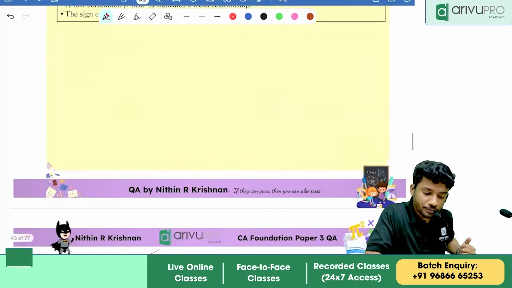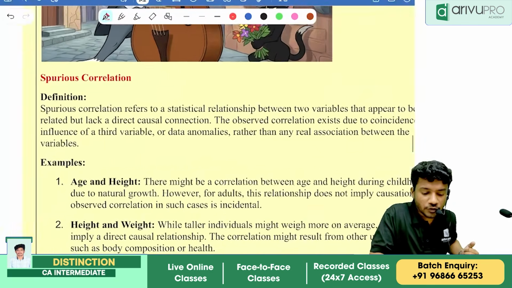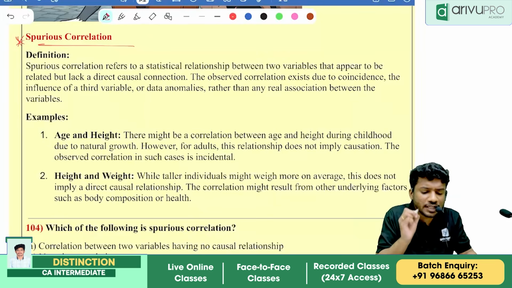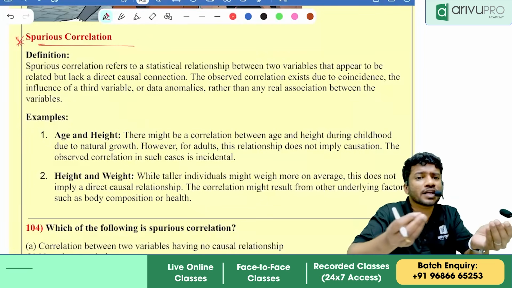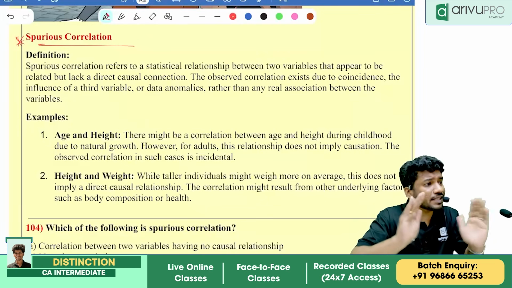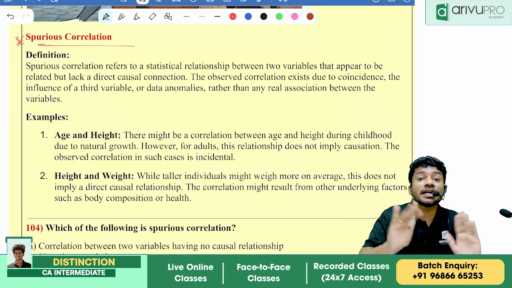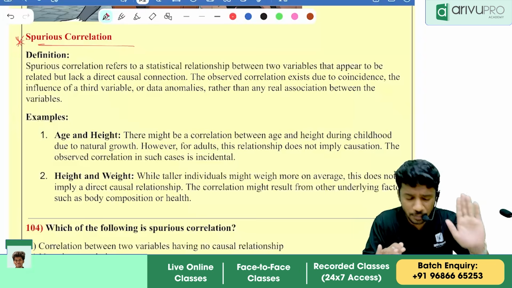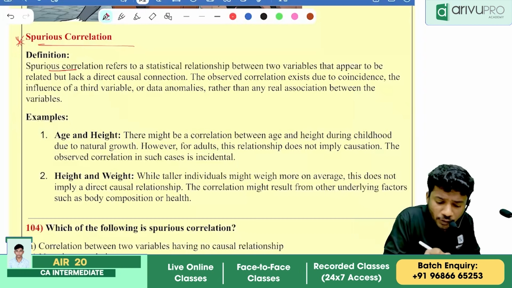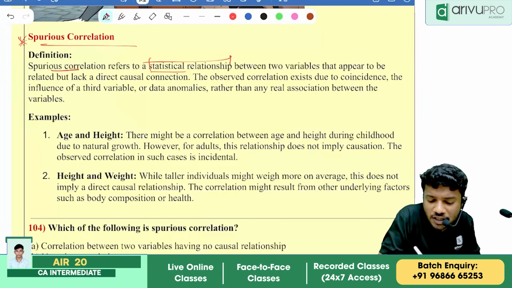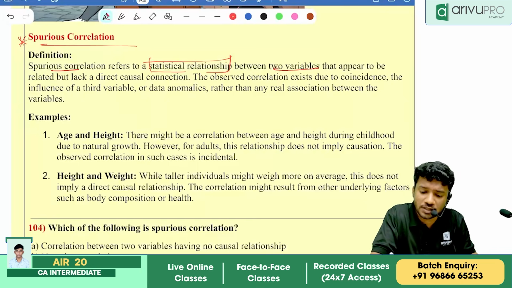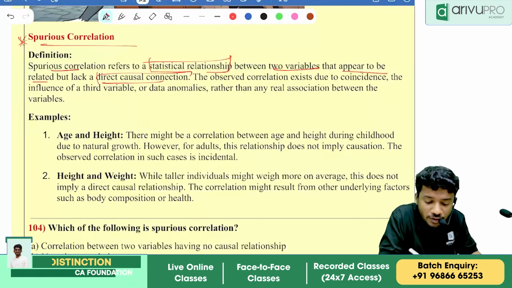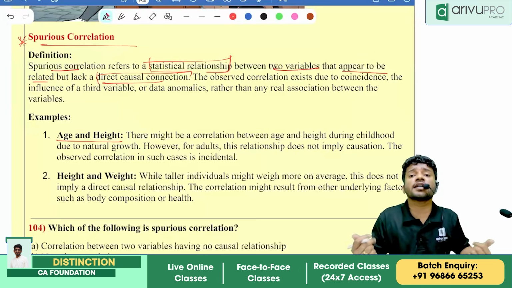Now people, spurious correlation. Spurious correlation means they will appear to look related. The x and y variables look like they are related, but they are not actually related, or there is no causal relationship between them. Look here. Spurious relation refers to a statistical relationship between two variables that appear to be related but lack a direct causal relationship. For example, age and height.